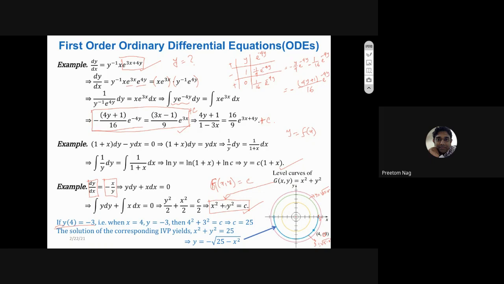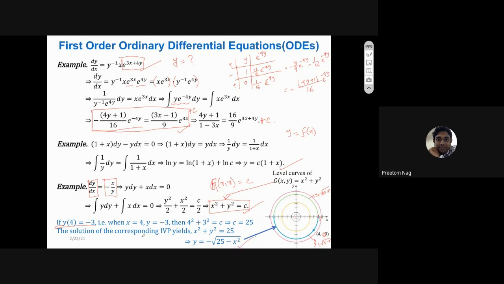X square plus y square equals c is a kind of family of solutions, not y explicitly in terms of x. So these are the differences. Here y is not written in terms of x; it's an equation of a circle or level curves. When the initial condition is given, we can mention the value of y explicitly.